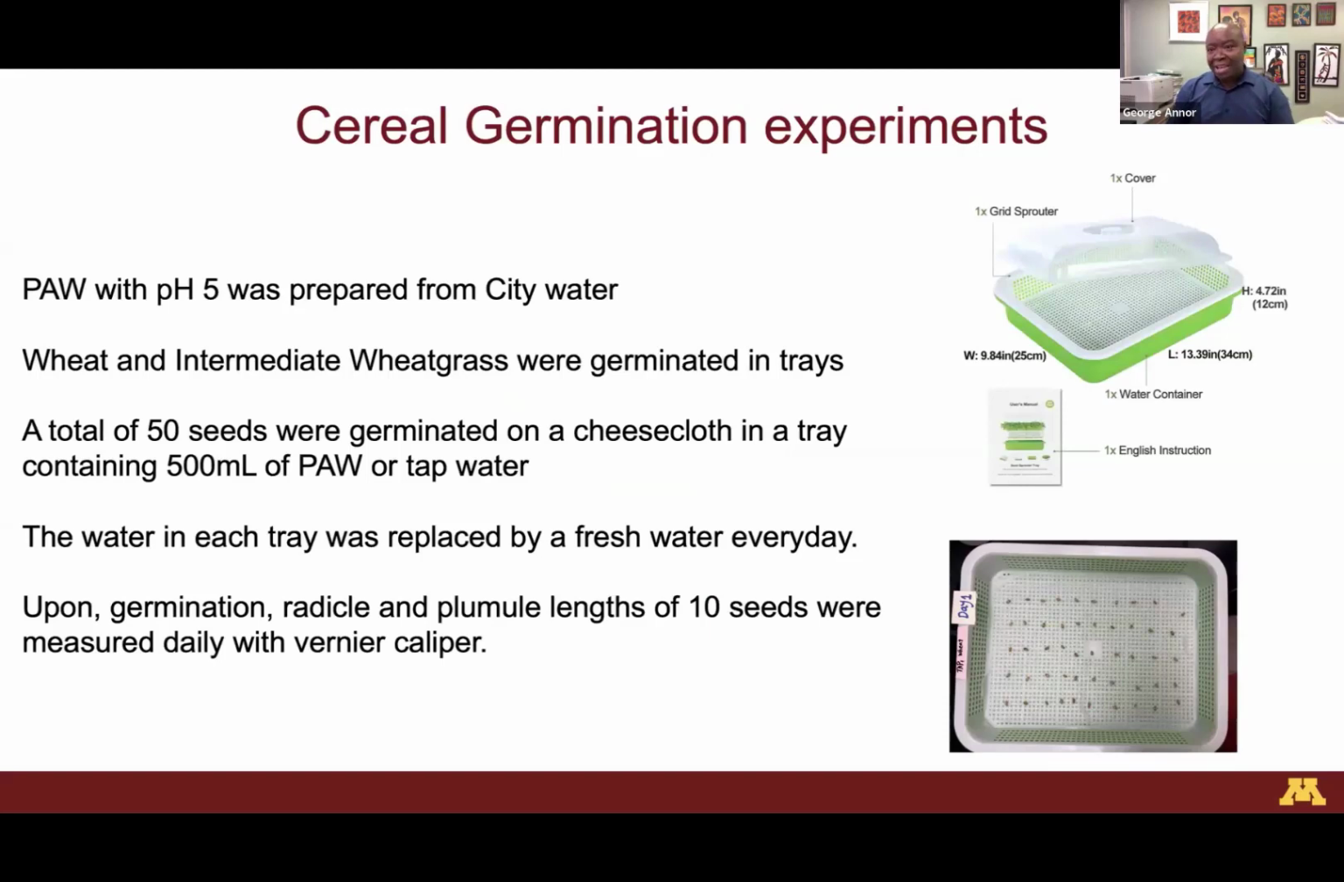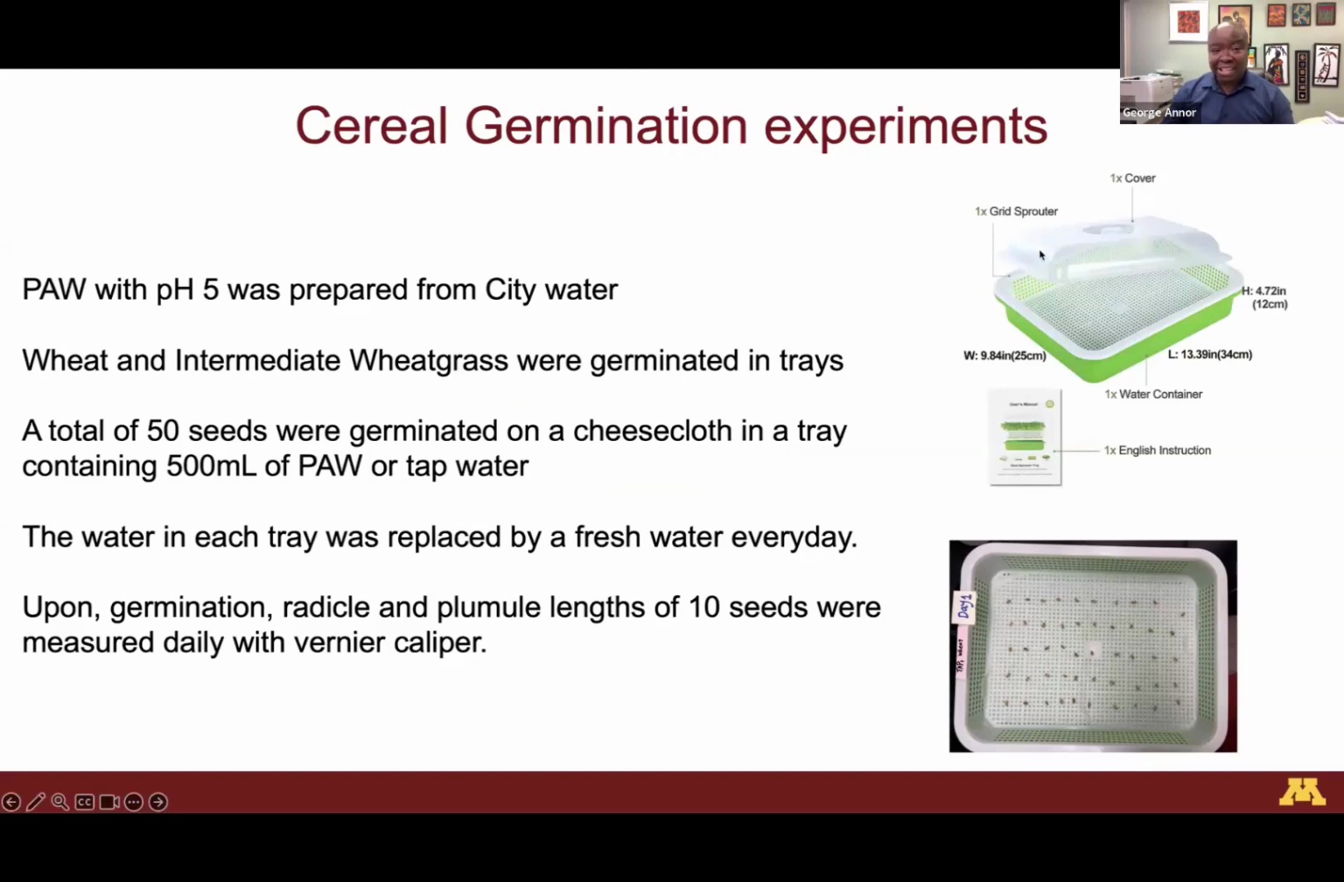Why pH 5? This is because with some of the data we've collected, and especially with results from Nick, we saw that pH 3 or 2 was actually killing plants, and pH 5 was found to be the best pH for making PAW. So that's what we did. So we germinated wheat and intermediate wheat grass.